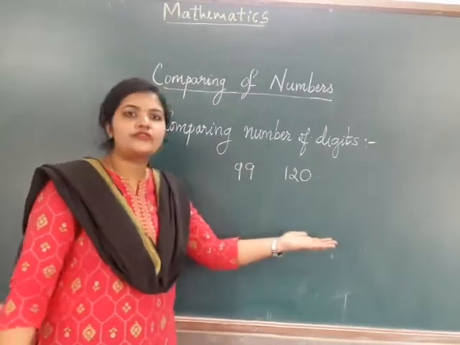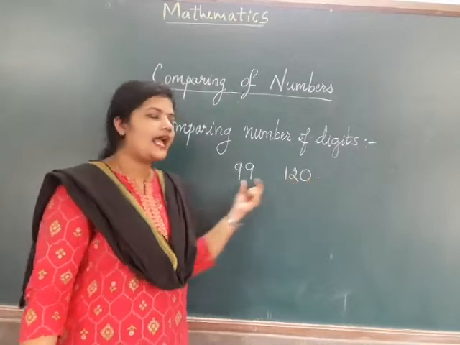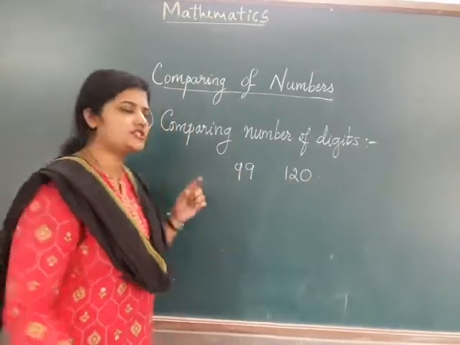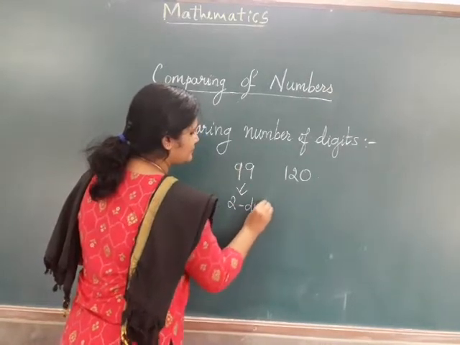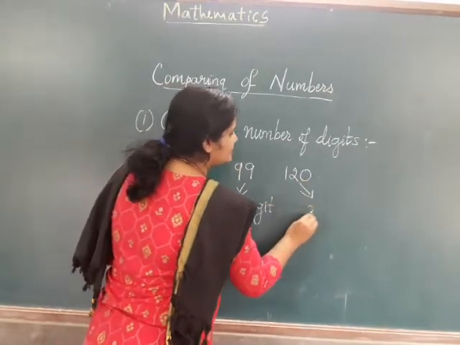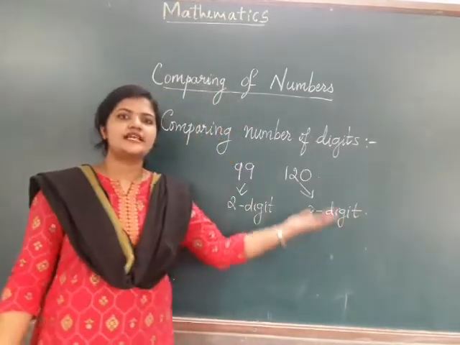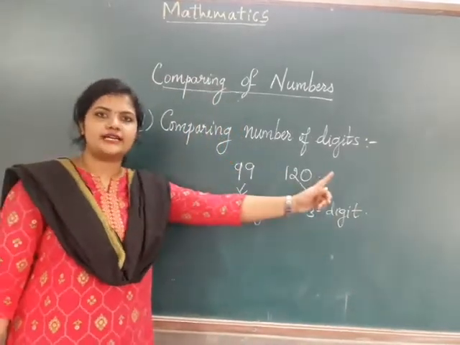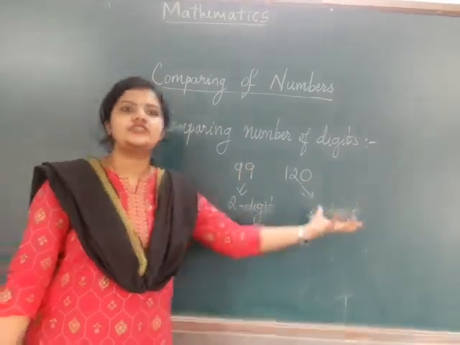So how did you find that out? We can see that in 120 there are 3 digits and in 99 there are 2 digits. 99 is 2 digits and 120 is 3 digits. So this is how we do the first step, that is comparing the number of digits of each number.